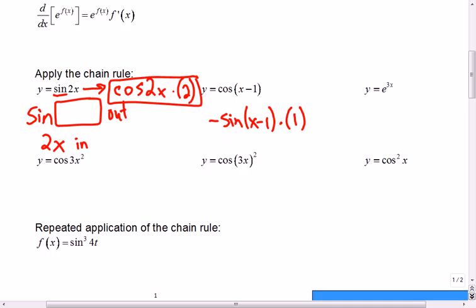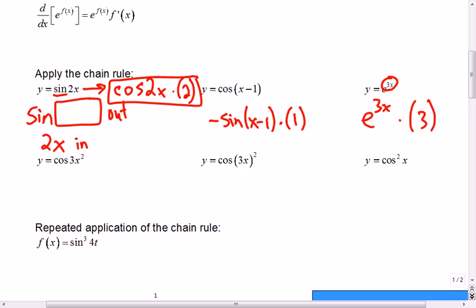Now how about e to the 3x? Which one would you have to do first? 3x would be first. So the inside is 3x. The outside is the exponential function. So the derivative of my favorite function is my favorite function. The derivative of the inside is 3.